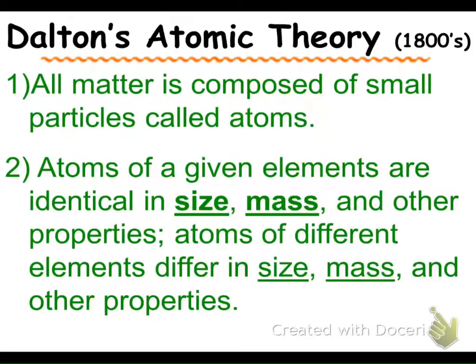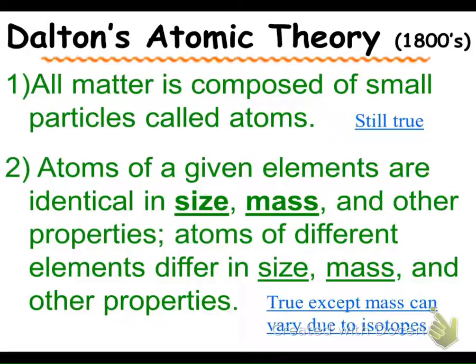Dalton's atomic theory. Dalton was really critical in figuring out different parts of the atom and the theory behind it, so he gave us some steps in the theory. Dalton told us that all matter is composed of small particles called atoms, and that atoms of a given element are identical in size, mass, and other properties. Atoms of different elements differ in size, mass, and other properties. So that was in the 1800s.